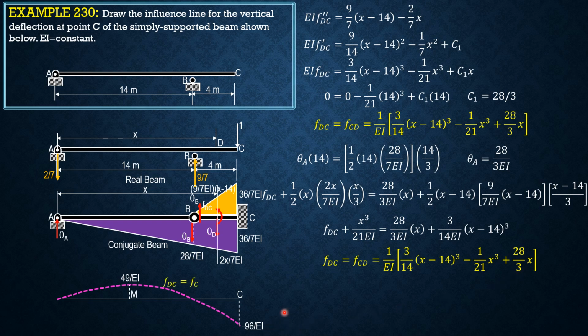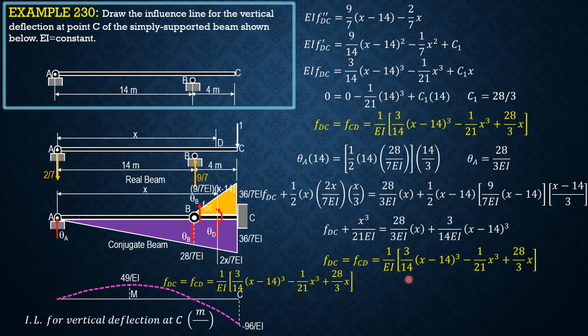So this is the equation of this curve: 1 over EI times the quantity 3 over 14 times (x minus 14) cubed minus 1 over 21 x cubed plus 28 over 3 x. And that's the influence line for vertical deflection at C in meters per kilonewton. So that's it for this problem. I hope you were able to follow the solutions.